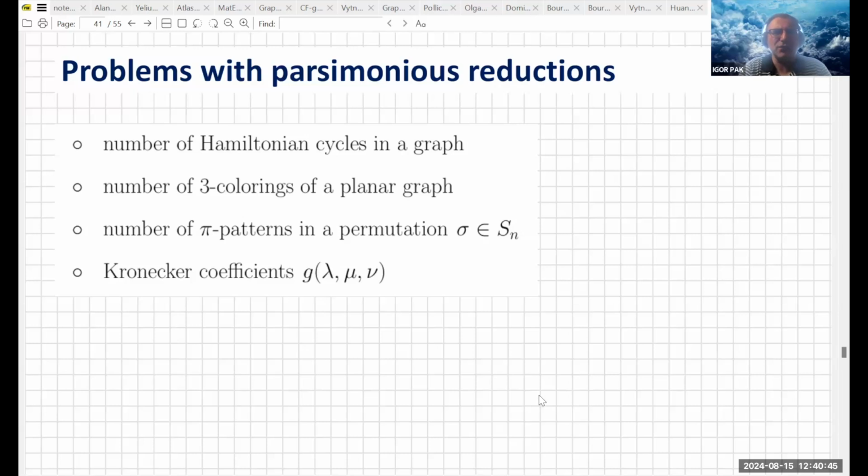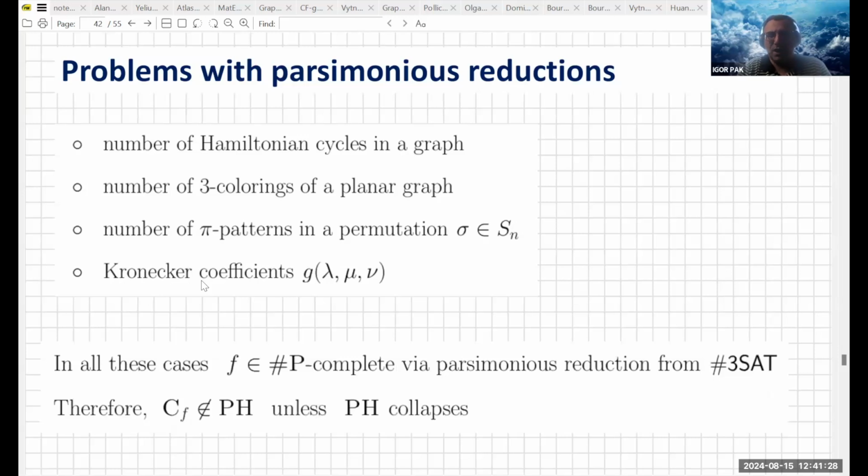But there is a fancy word, parsimonious, here. Parsimonious means that there is a bijective proof to the three-SAT. So those problems include Hamiltonian cycles, three-colorings in graphs, number of permutation patterns, and even a Kronecker coefficient. So for those problems, one can ask the decision: are the two Kronecker coefficients the same? That's a legitimate problem. I give you two triples of partitions, lambda mu nu and alpha beta gamma, and the question is, do these two Kronecker coefficients equal or not?